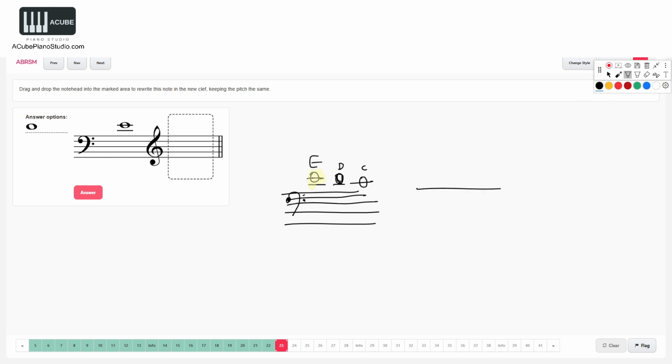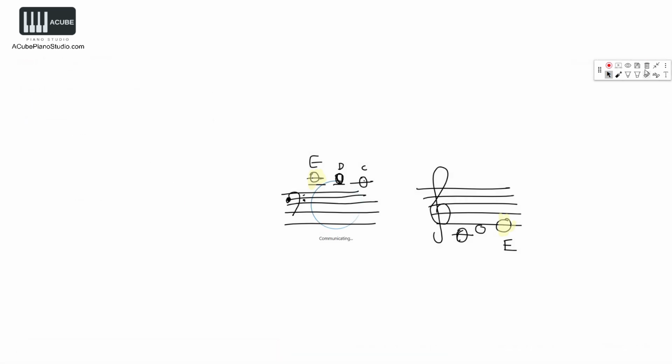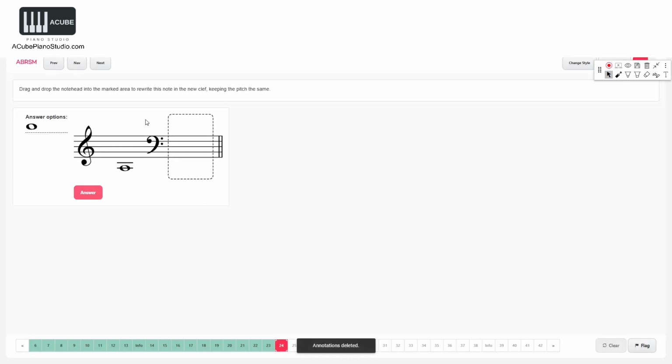So now let's do it for treble clef. This is my middle C, right? So I need to go up first, second, third. The second is D, and finally, this is E. So this note here has the same pitch as this note here. Okay, so let me take this note head and drop it here. Okay, now let's move on.